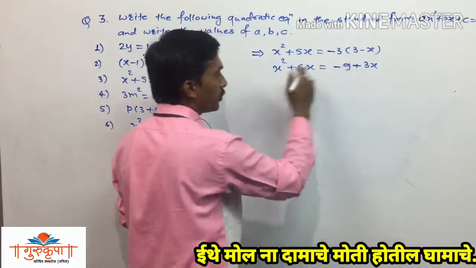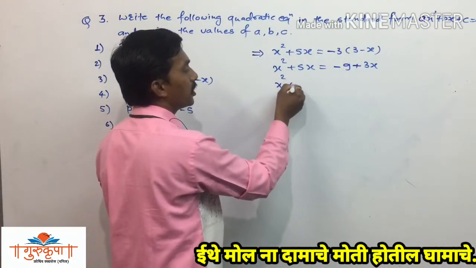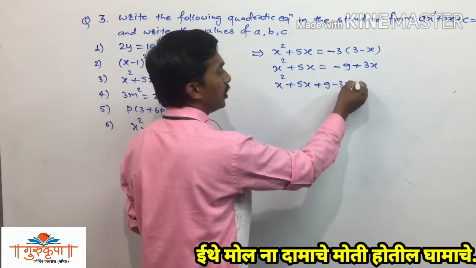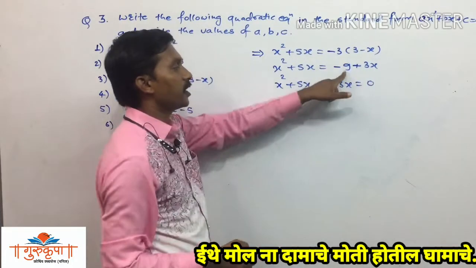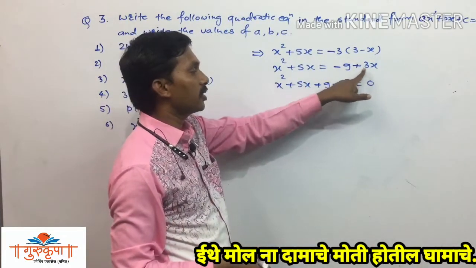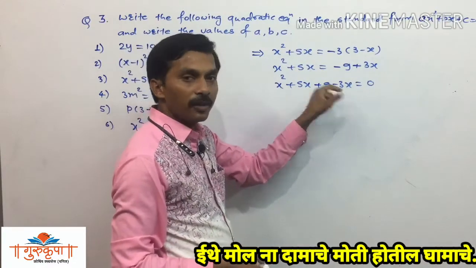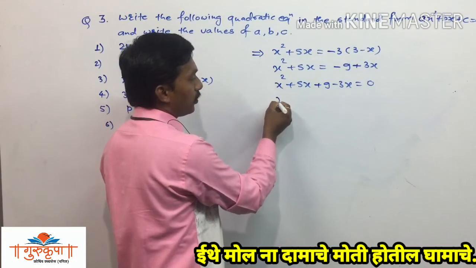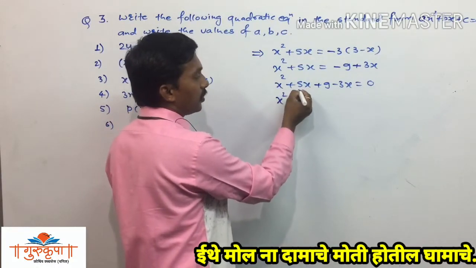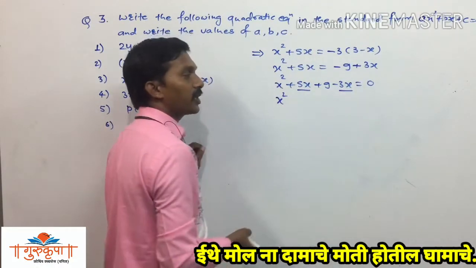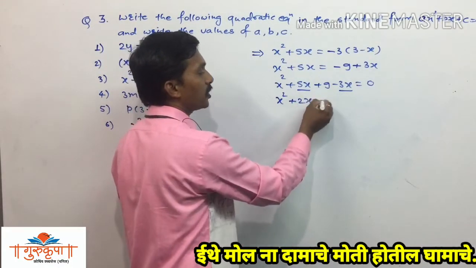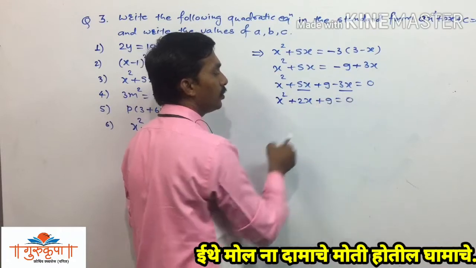Transfer these two terms to the left side, you will get x square plus 5x plus 9 minus 3x is equal to 0. Minus 9 transfers and becomes plus 9, plus 3x transfers and becomes minus 3x. Now the square term is alone, so we write x square only. These two are similar terms, positive 5x and negative 3x, and the calculation is positive 2x. This plus 9 remains as it is, which is equal to 0.